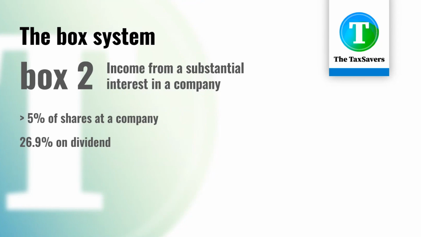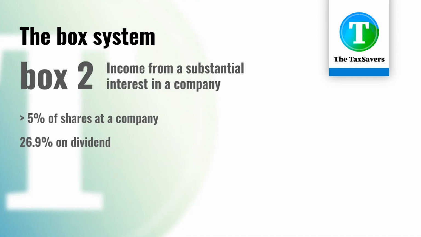The second box in the box system is for income from having a substantial interest in a company. You have a substantial interest in a company if you, possibly together with your fiscal partner, own at least 5% of the shares, profit sharing certificates, voting rights, or share options of a domestic or foreign company, which should be a BV or a comparable entity.